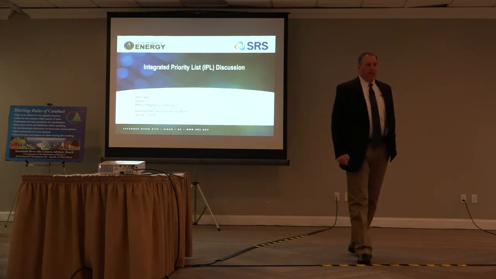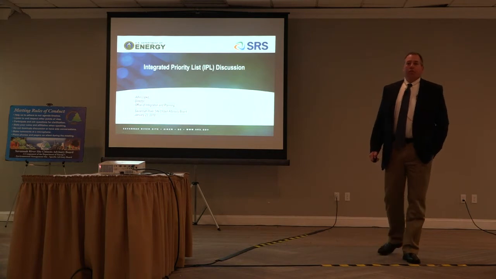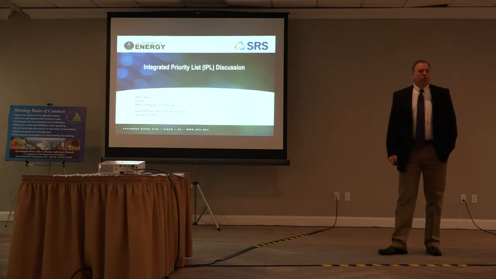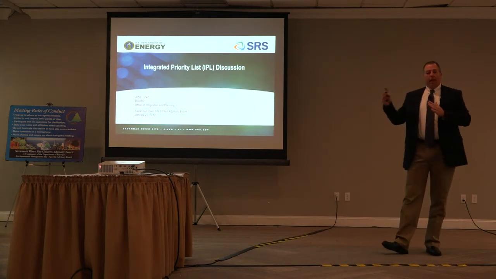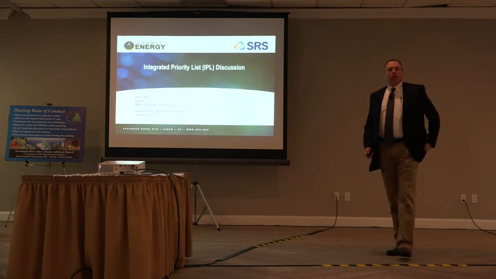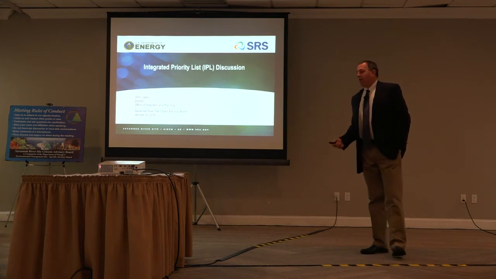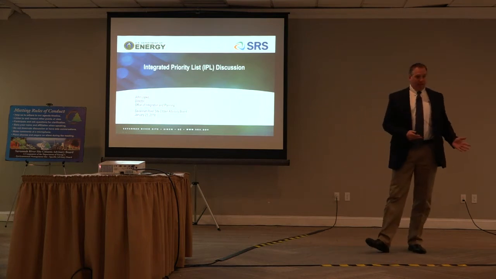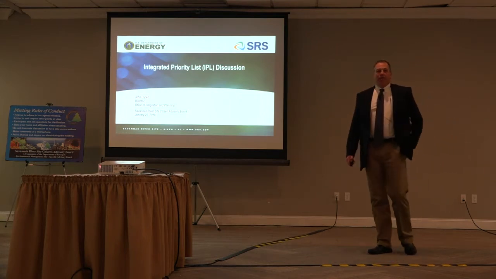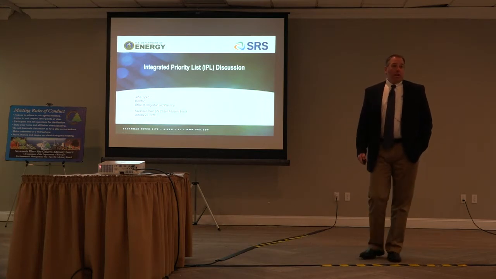All right, so I'm here to talk about the integrated priority list. We are getting into the spring of 2018. We always work 2 years ahead, so this spring we are going to start working on our 2020 budget. Now, it's kind of hard to talk about when we don't even have a 2018 budget, but we are going to start planning for 2020.